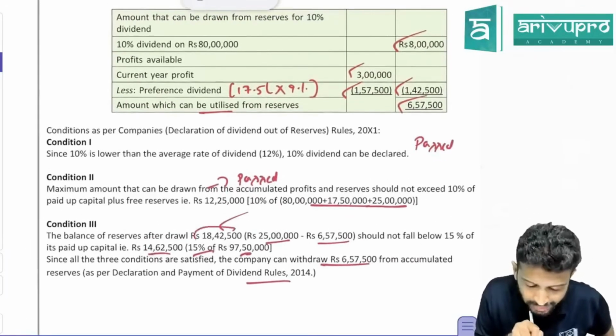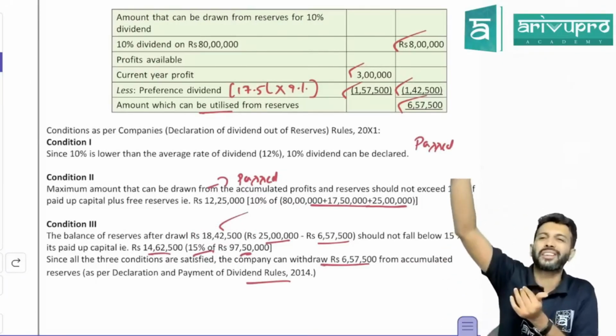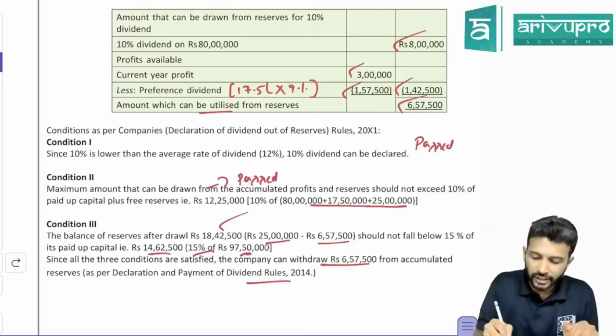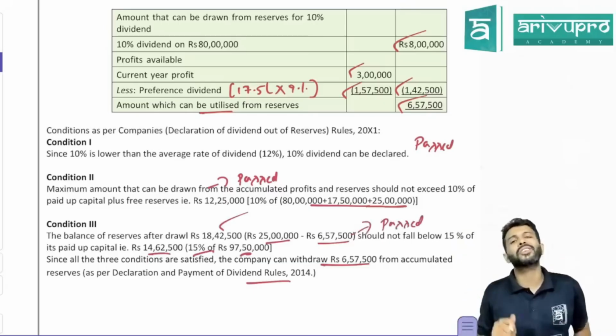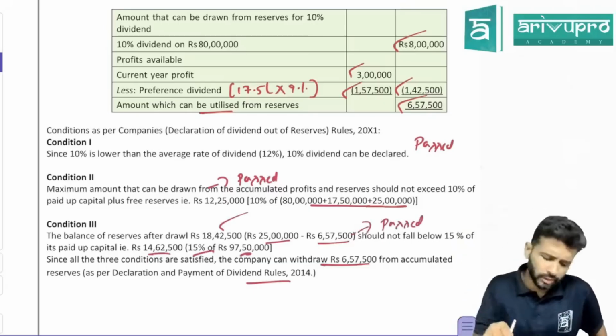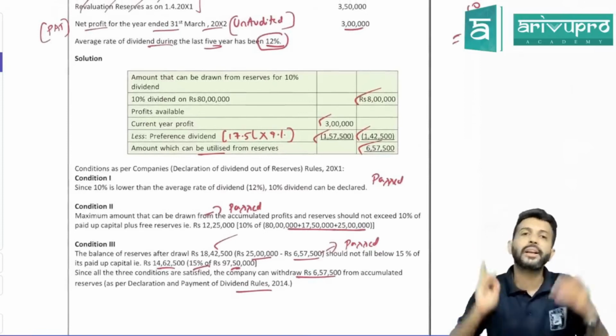After my withdrawal, how much balance am I left with? 18 lakh. Is it coming below 14 lakh 62,500 or much higher than that? Much higher. So is the condition failed or passed? Condition number 3 is also passed. If all the 3 conditions are satisfied, can the company utilize general reserve? Yes. Final conclusion is yes, the company can utilize general reserve to declare their dividend.